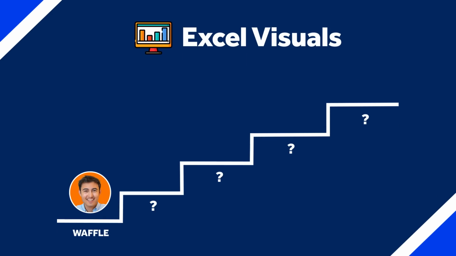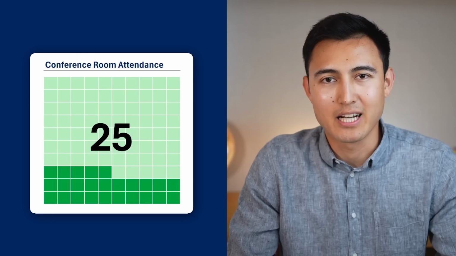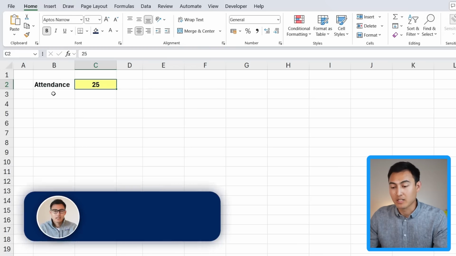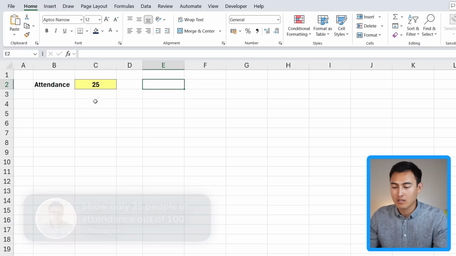Let's take a look at level 1. Here we have a waffle chart, which allows you to show the capacity of a certain item or place with this cool square visual that's dynamic. For example, let's suppose our manager wants us to show that there's only 25 people in attendance out of the 100 that are available. So for this, we first need to show all of the data.